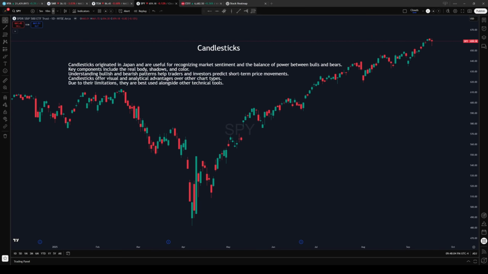For those of you that don't know, candlesticks were invented by a rice trader in Japan in the 18th century. They weren't introduced to Western audiences until 1991 by technical analyst Steve Nison. Candlesticks are useful for recognizing market sentiment and the balance of power between bulls and bears. The key components include the real body, shadows such as wicks, and their color. Understanding bullish and bearish patterns helps traders and investors predict short-term price movements. Candlesticks also offer visual and analytical advantages over other chart types.